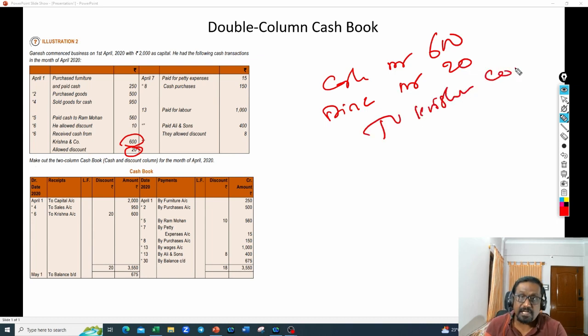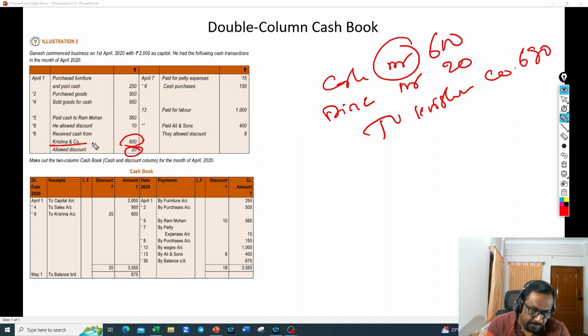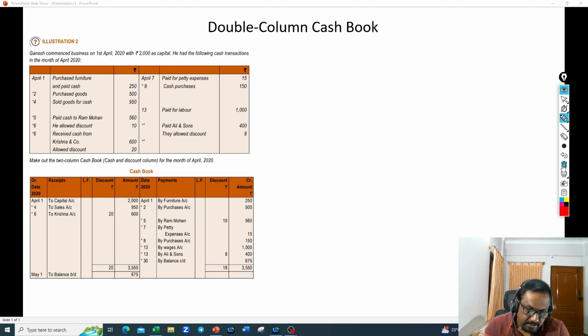Because the giver is Krishna, 680 rupees. Now, in the cash account we need to debit Krishna and Company 600 rupees, and 20 rupees discount is debited, so 20 rupees discount is debited here. Are you clear? Right. Next, paid for petty expenses 15.